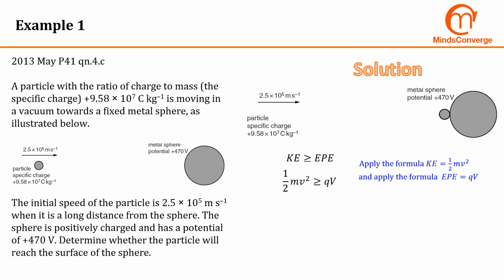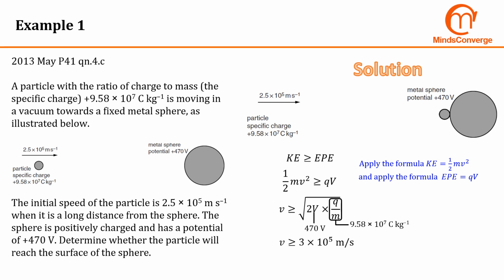Rearranging the expression, we have the speed of the particle is greater than or equal to the square root of 2 times V times q over m. It's given in the question, the electric potential at the surface of the sphere is 470 volts. The ratio of charge to mass is 9.58 times 10 to the power of 7 coulomb per kg. Substituting the values into the expression and calculating, we get the speed of the particle is greater than or equal to 3 times 10 to the power of 5 meters per second.